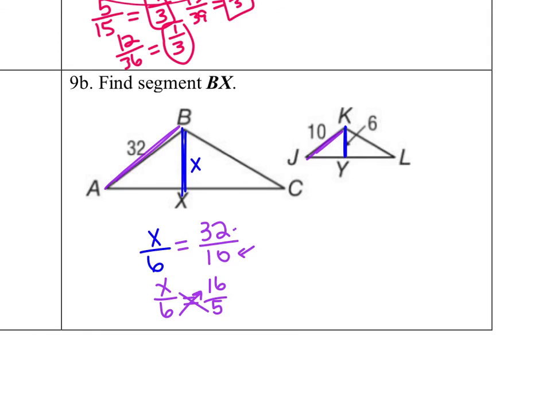When you cross multiply, you have 5x equals 16 times 6, which is 96. And then when we divide 96 by 5, we get a total of 19.2.